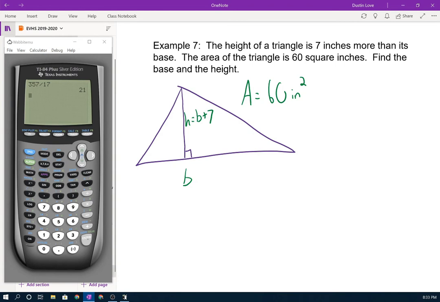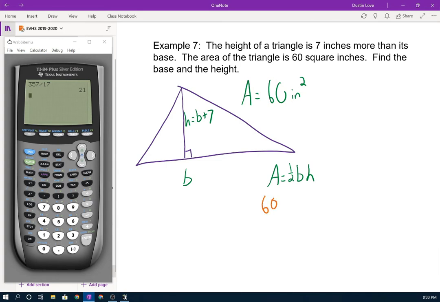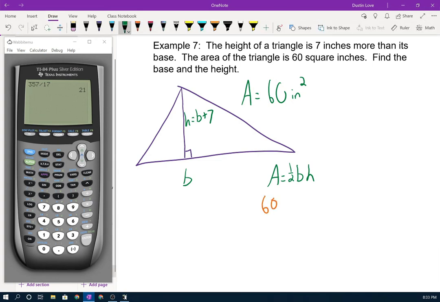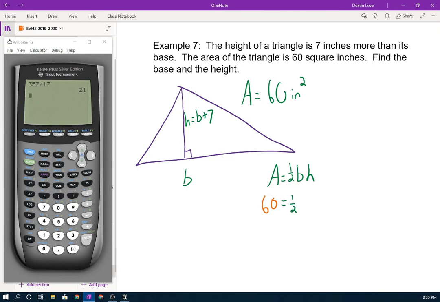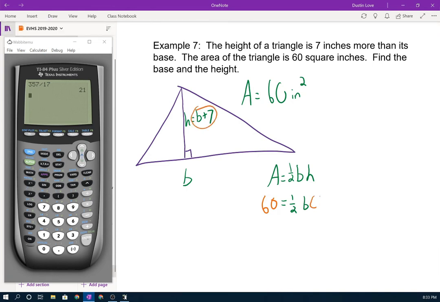Looks like we're going to have to do some solving here. And I'm going to start with my formula. Area equals 1/2 base times height. And again, I'm going to plug in what I know. Area is 60 equals 1/2. The base we have labeled as just b. The height we know is b plus 7.